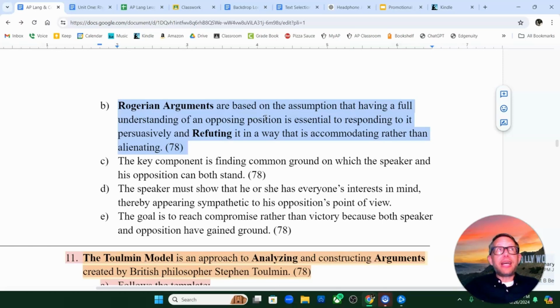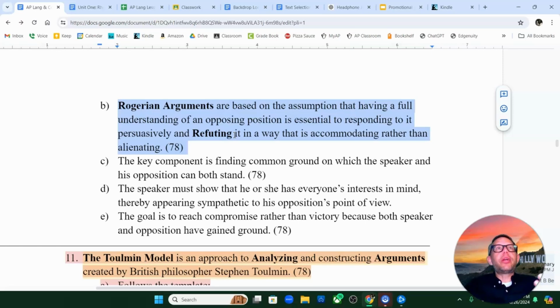So like it says, first off, yeah, you should always know your opposition's arguments, even if you're not doing Rogerian argument in any fashion. Yeah, that's true. However, he wants you to know it so that you can find compromise better, okay? And that's why it says essential to responding to it persuasively and refuting in a way that is accommodating rather than alienating. So again, to sort of use as the basis of our topic and discourse here, American politics, when an American politician refutes someone from the opposing party, it's generally in a very alienating kind of way.